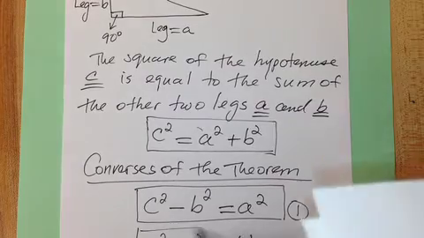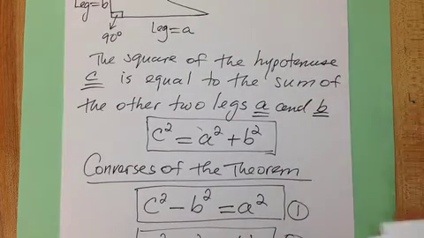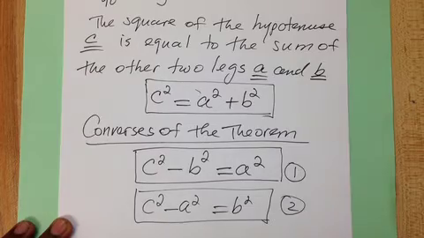The converses are used to find the legs of the right triangle. Now we're going to look at two examples.